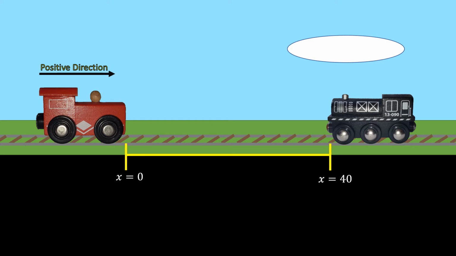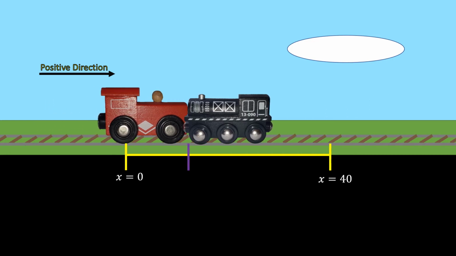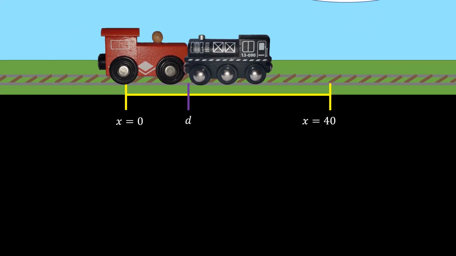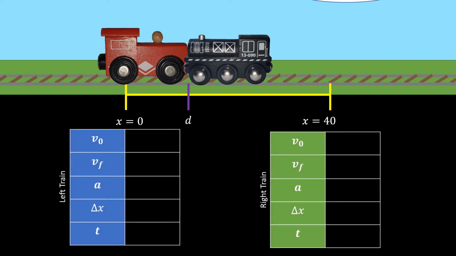When analyzing motion, we need to concern ourselves with the starting and final states of our system. In this case, the final state occurs when the trains pass, denoted here in purple. Let's call this point D. Remember the tables from the introductory video on kinematics? We need to bring those back in, and each train gets its own table. This is because each train is governed by its own set of equations.